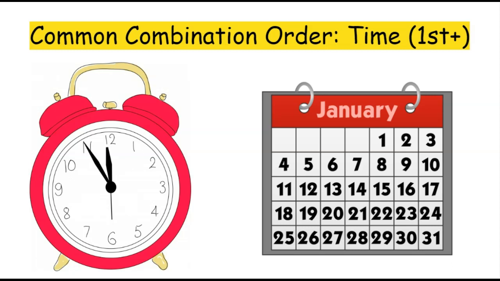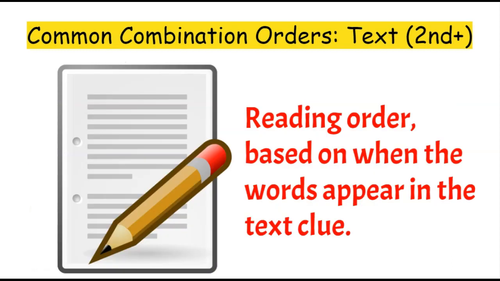Likewise with time, second grade and up could probably read a digital clock and know that 1 o'clock is before 2 o'clock is before 3 o'clock. However, if you're talking about reading an analog clock, you don't want to be using that type of order until they get to at least third grade.